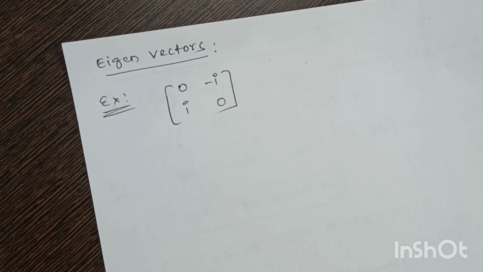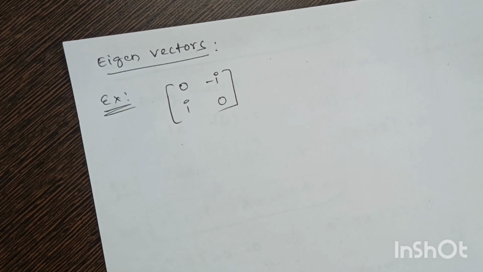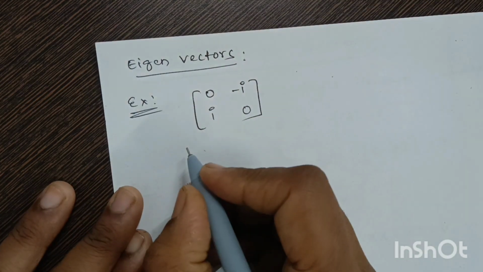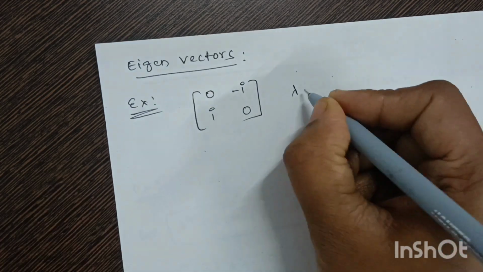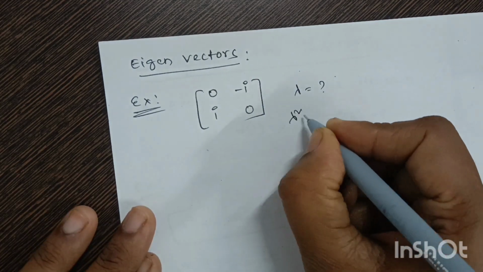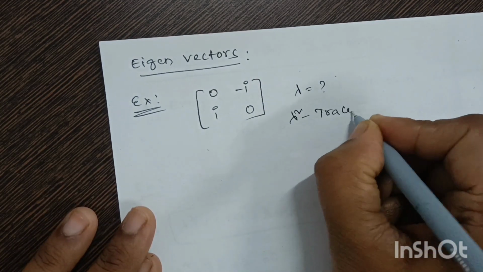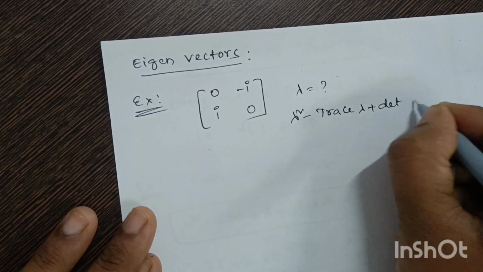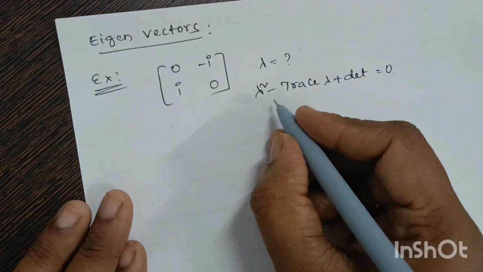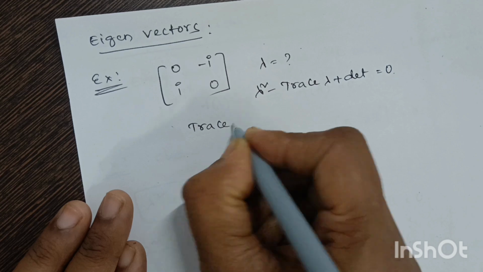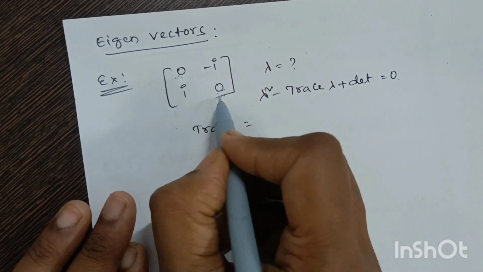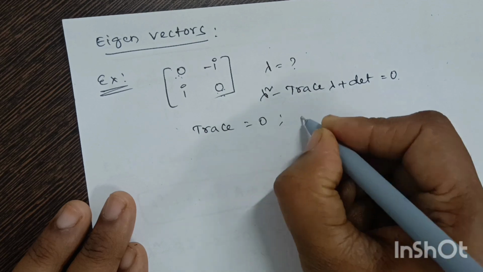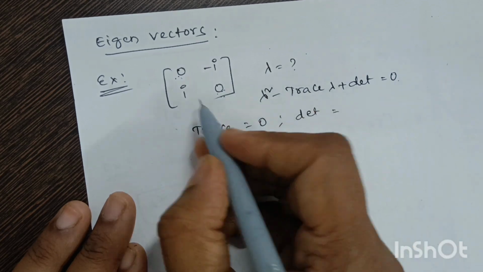Next, eigenvectors. So how to find out eigenvectors? Here I am taking one example. For this we need to find out the lambda values first. So I am using this equation: lambda square minus trace into lambda plus det is equal to 0. So here trace, what is trace? That is the sum of diagonal elements, 0 plus 0, 0. And next, det equals how much?